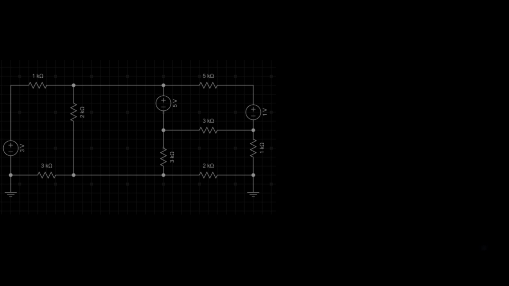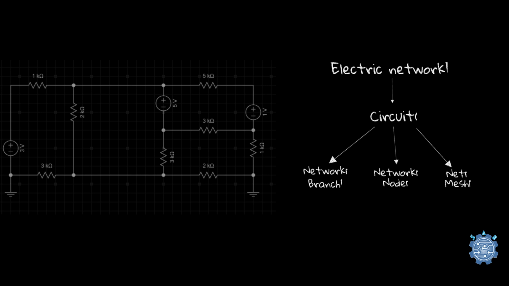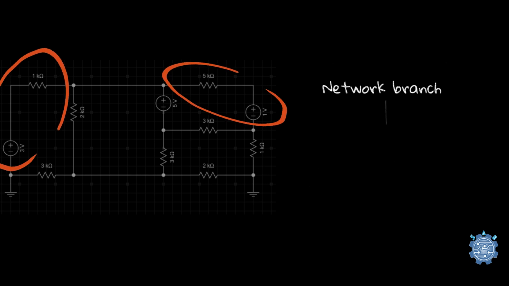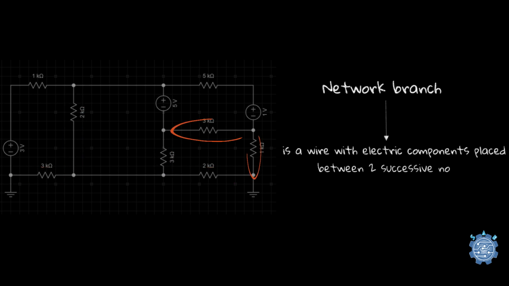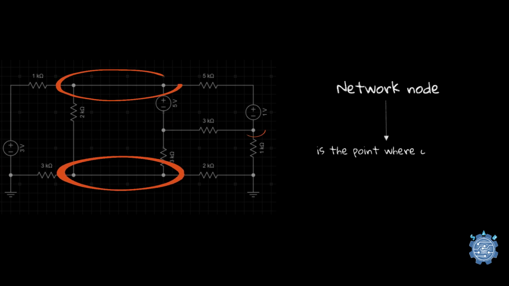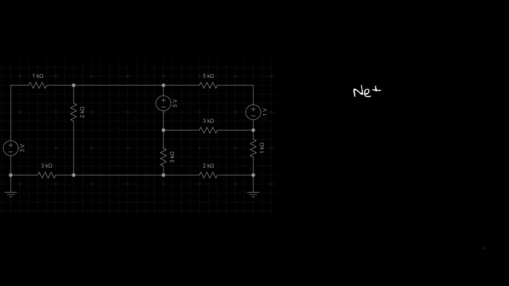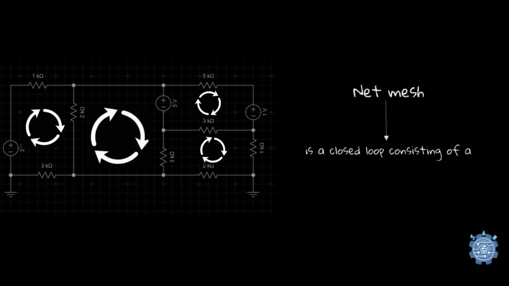An electric network is a circuit composed of network branches, network nodes, and network meshes. A network branch is a wire with electric components placed between two successive nodes. A network node is the point where at least 3 branches meet, and a network mesh is a closed loop consisting of at least 3 network branches.